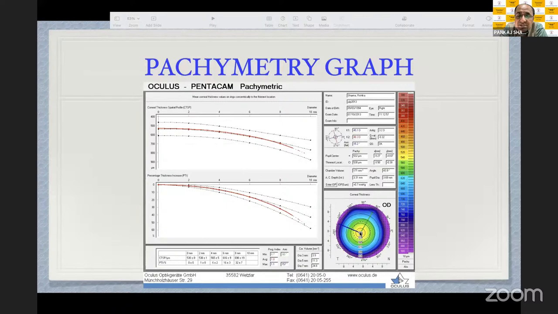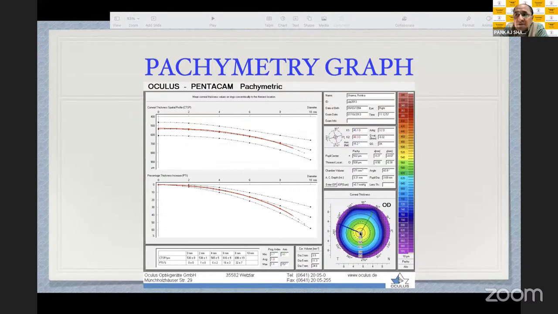0.6 kilometer? Kilometer. Sir, mm, in microns. Average 545 micrometer. So 545 is in Western literature. In Indian literature, it's 520, 525. Indian corneas are thinner. So that is the central corneal thickness.